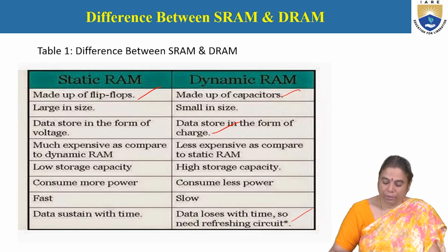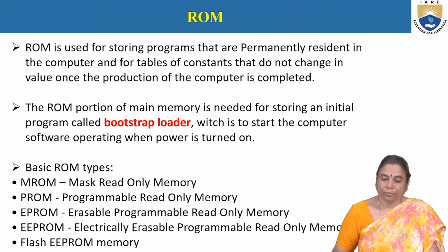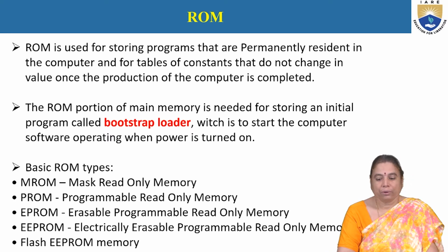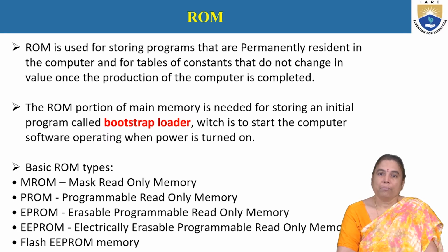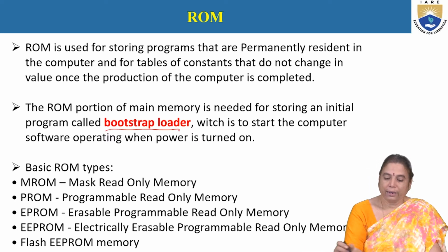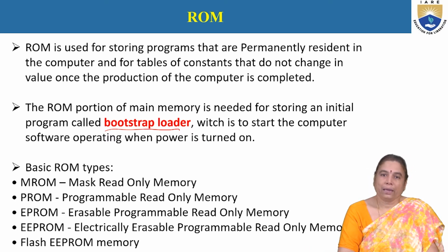The next variety of the main memory is the ROM. ROM is used to store programs that permanently reside in the computer. Whenever you switch on the computer, the bootstrap program is executed, and it loads the operating system into the main memory. But this bootstrap program permanently resides in the computer. So on the ROM chip, this bootstrap program is generally stored, and a variety of ROMs are available.